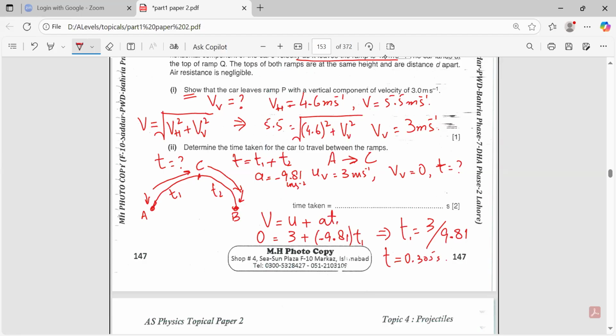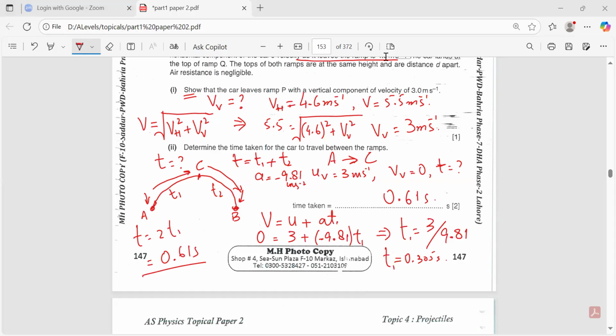So total time will be what? Total time will be the same as T2, so the total time becomes twice T1, 2T1. So it will be 0.61 seconds. This is going to be the time we get for the whole flight, 0.61. It is a similar way to how we derived the relation for time.